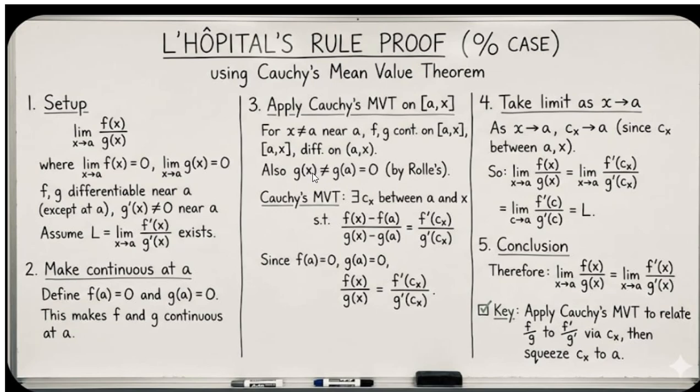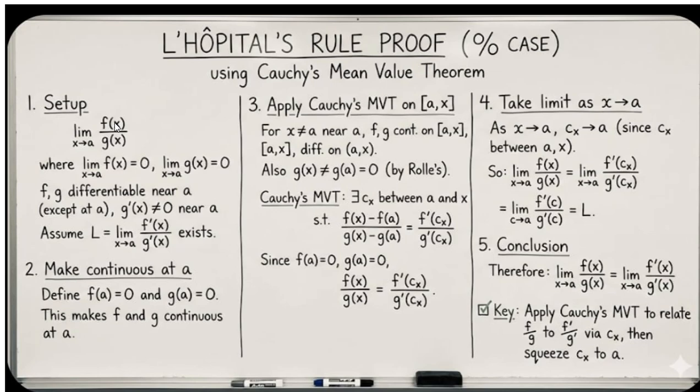Why is g of x not equal to g of a? The question comes, because already we know that g of a is equal to 0. But once g of x is equal to g of a, then without x tending to a, this ratio becomes undefined, meaning even before applying x tends to a, this ratio becomes undefined.